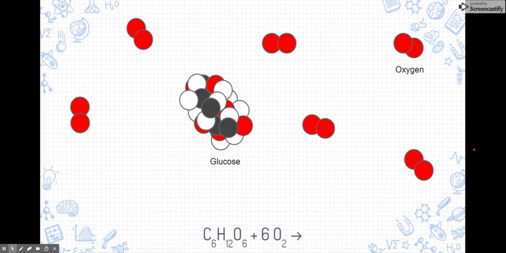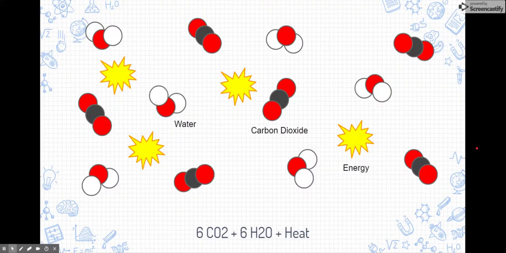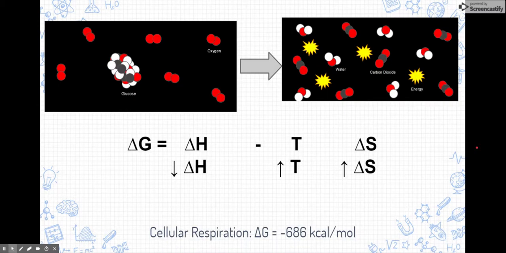So let's talk about one of the values. Here is an example of an equation. This is a combustion of glucose. Here's our glucose molecule right smack dab in the middle, and then we have six oxygen molecules surrounding it. This is going to go through a combustion reaction. You might predict that in the end of the reaction, we're going to get carbon dioxide and water and a bunch of heat. Let's take a look at this reaction as a whole.